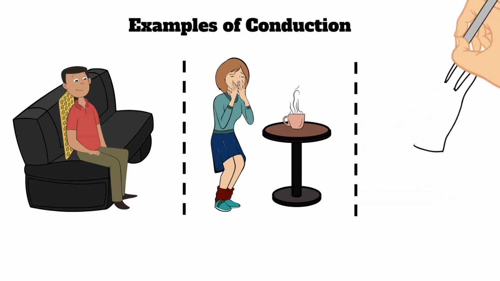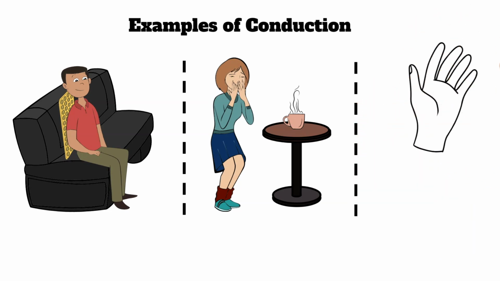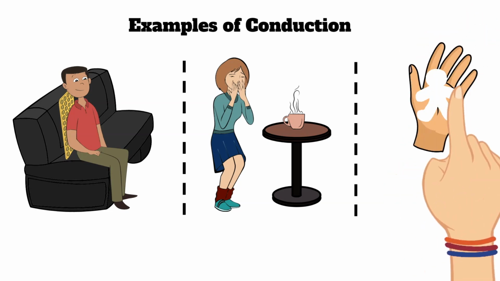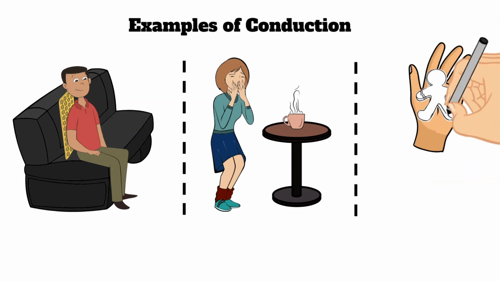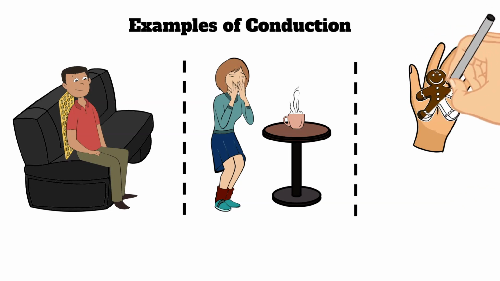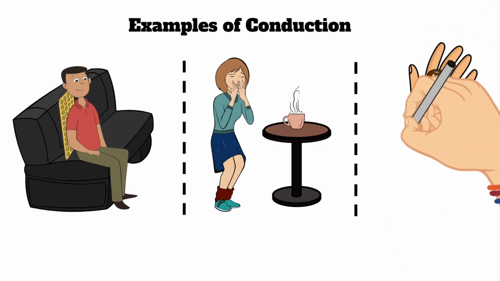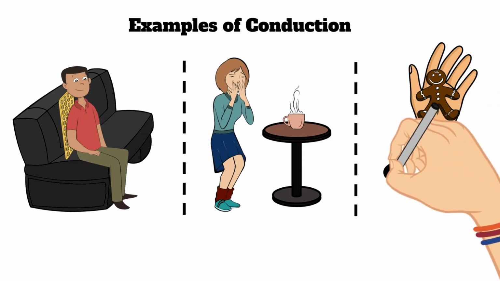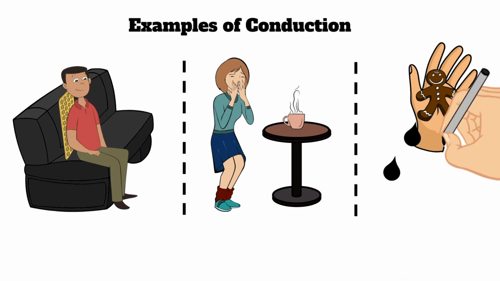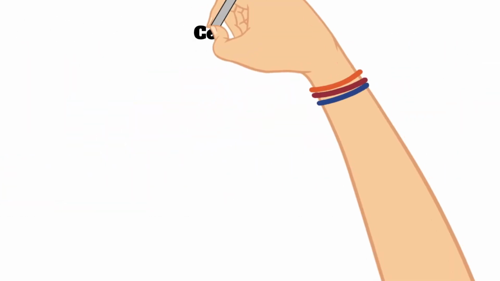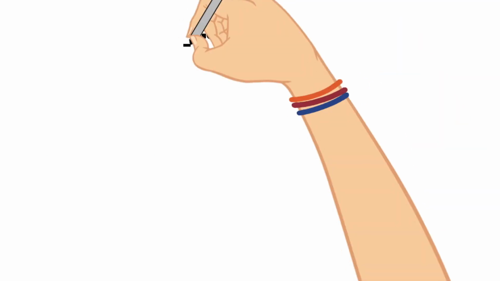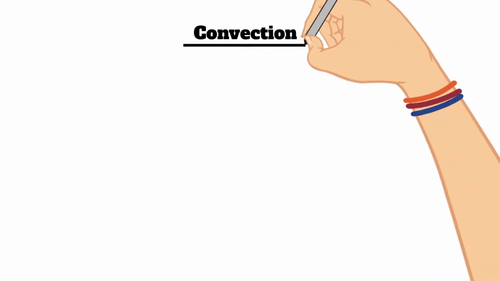Another example would be when you are holding chocolate candy in your hand. If you hold this chocolate long enough, eventually it will melt because heat is conducted from your hand to the chocolate. Let's move on and next talk about convection.